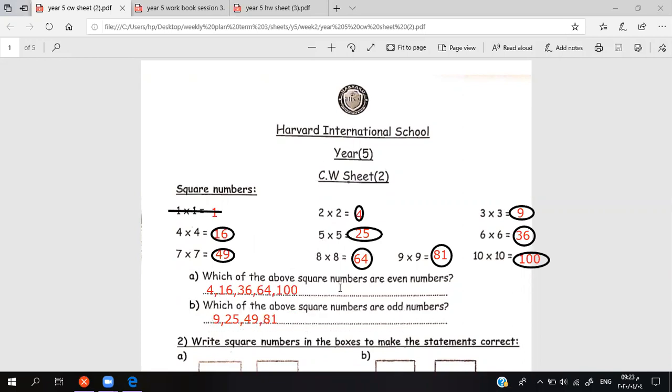It's very easy. Okay? Just remember what is a square number. A square number is an answer to a number multiplied by itself. Okay? 5 times 5, 7 times 7. The answers are called square numbers.